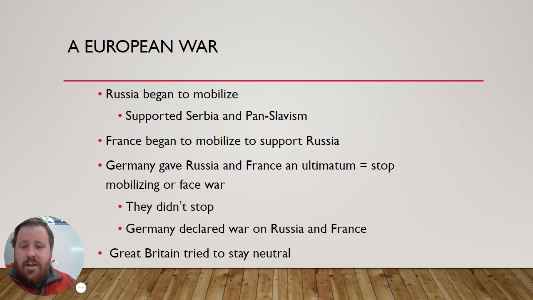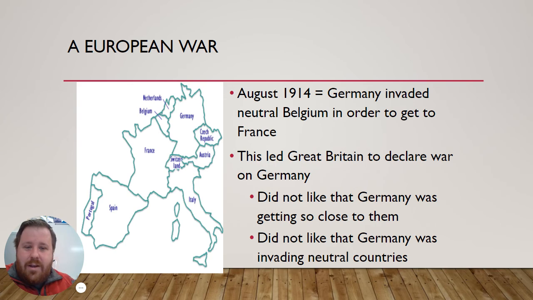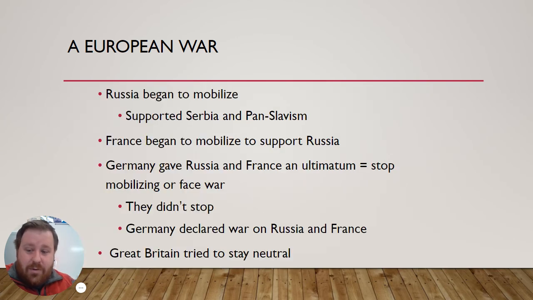Germany gave Russia and France an ultimatum. Okay, so Germany said, "Hey, Russia and France, you better stop mobilizing, or we'll go to war with you." And they didn't stop. So then Germany declares war on Russia and France. See what's happening here? Germany is supporting Austria-Hungary. France is supporting Russia. Russia is supporting Serbia. Great Britain tried to stay neutral for a while, but then they weren't able to stay neutral either.